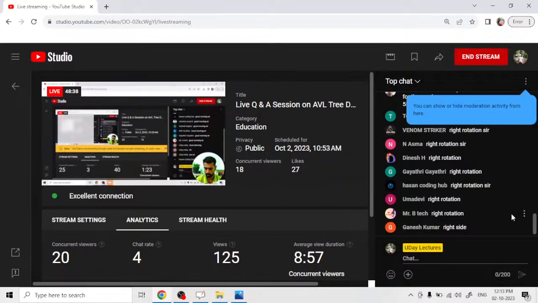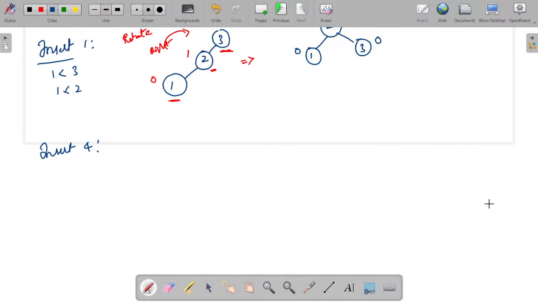Right. So the answers are correct. We were asked to shift them to the right side, and we have performed the right rotation.